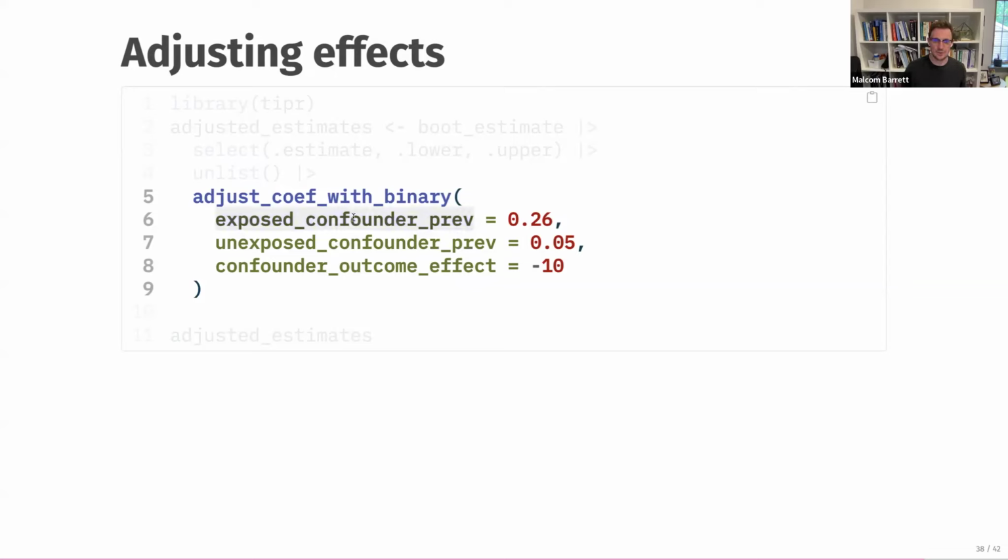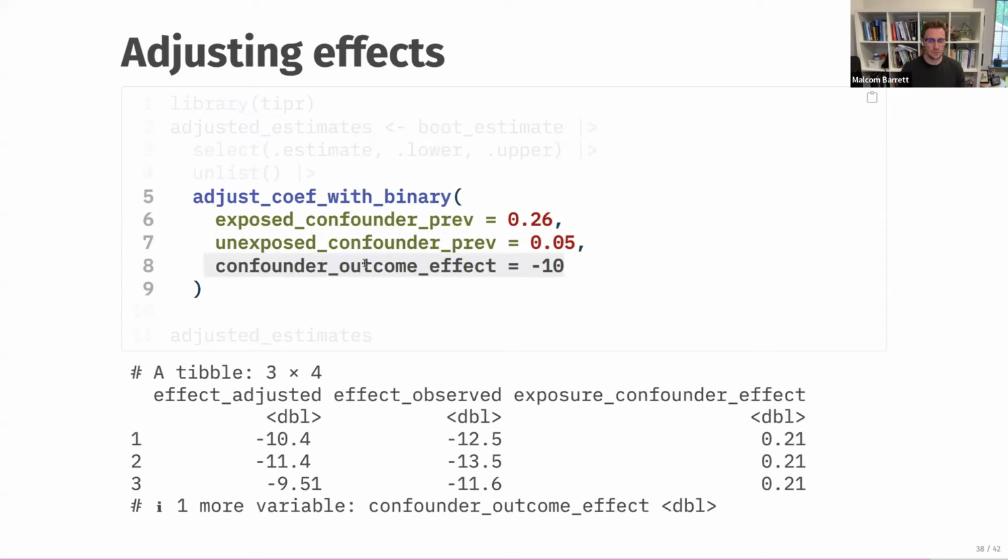So I plugged in those numbers: the prevalence of the binary confounder among the exposed people who use nets, the prevalence among people who don't use nets, and then the relationship with the outcome, which is malaria risk. The result we get here is the effect observed and the effect adjusted. So negative 12.5 is what we got before, and then negative 10.4 is what we got after we used a tipping point analysis to see what the adjusted effect would have been had we had that data. And we also have the same thing for the confidence intervals, which is a handy feature of tipr.